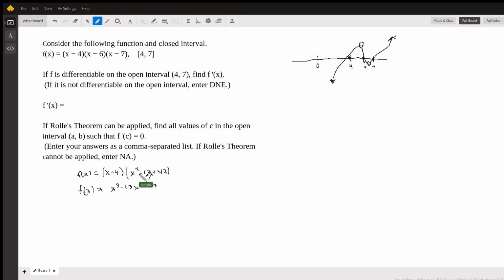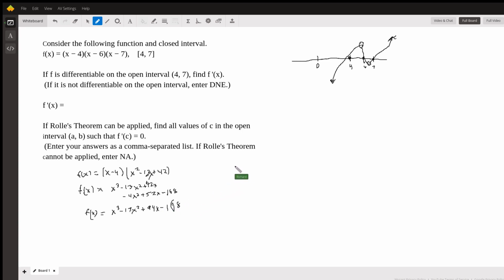Okay, so distributing the x, you just get x cubed minus 13x squared plus 42x. Now I'm going to distribute the negative 4. So this is going to give me negative 4x squared, and then plus 52x, and then minus 168. And we'll put this all together. So f of x, just combine like terms: x cubed minus 17x squared plus 94x minus 168.